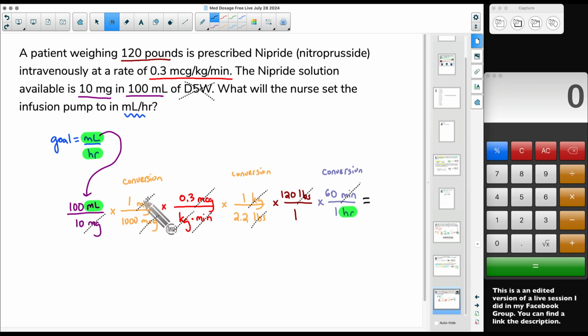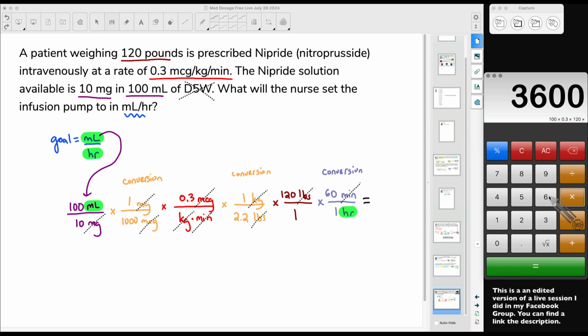So therefore, when we multiply our top numbers, we have 100, times 0.3, times another top number of 120, times another number of 60. We need to immediately divide by 10. We have another number to divide by at the bottom, 1,000. We have another number to divide by at the bottom, 2.2. I'm going to type that in, and I'm finally going to press equals. This is the answer that we're after.